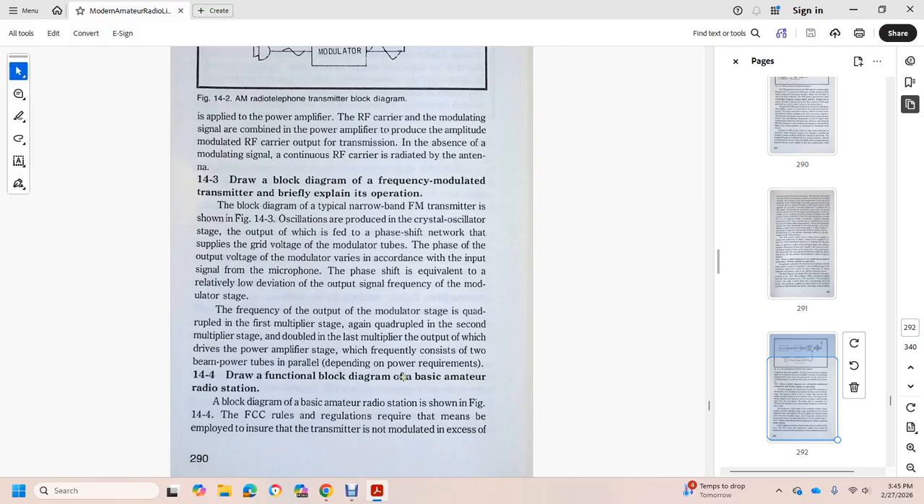Draw a functional block diagram of a basic amateur radio station. The basic amateur radio station is shown in figure 14.4.